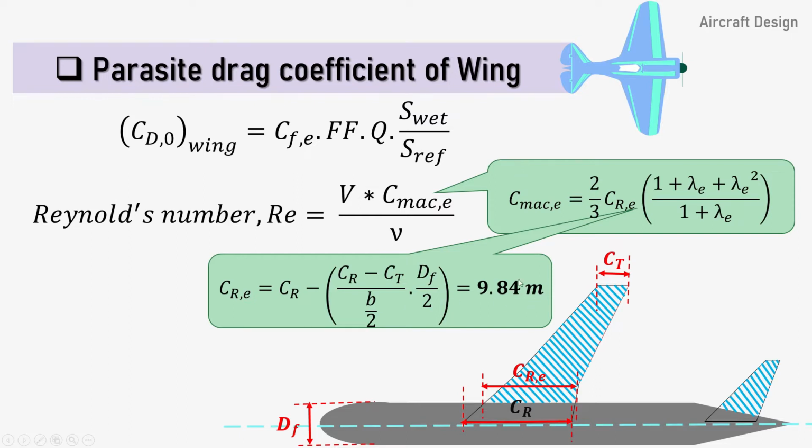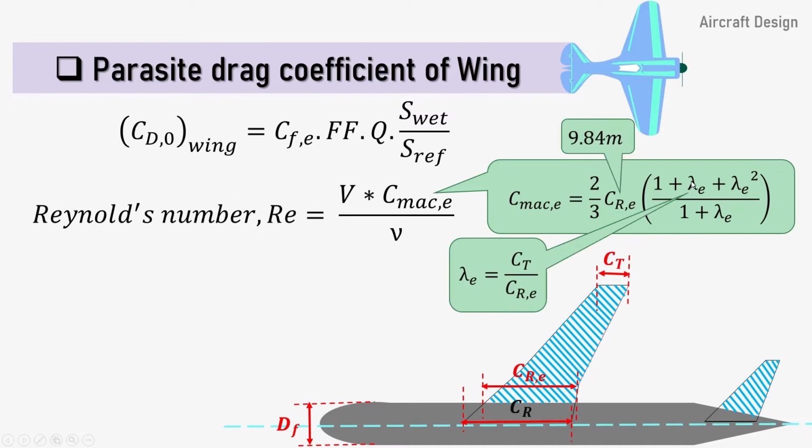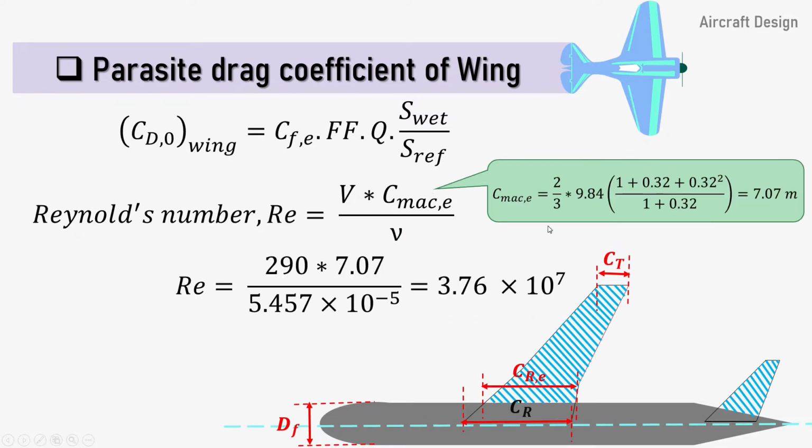Now from here we will find the taper ratio. Taper ratio lambda E is CT by CR, that is tip chord to root chord. Substituting these values, we get the taper ratio of the exposed wing to be 0.32. Now substituting back all the values in the mean aerodynamic chord equation, we get the mean aerodynamic chord as 7.04 meter. Substituting this in the Reynolds number formula, we get the Reynolds number to be around 3.76 times 10 power 7. It clearly says the flow is turbulent in nature.